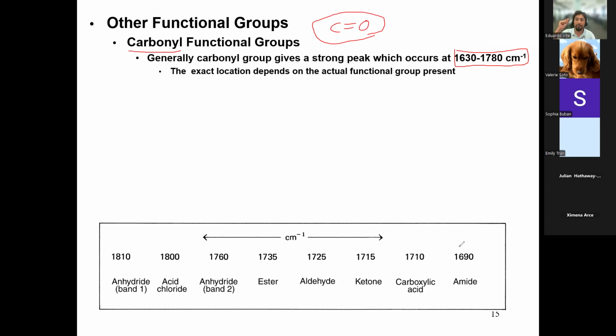But they are always very strong intensity, very strong. We write that as VS, like this, very strong intensity. You need to know carbonyls, right?